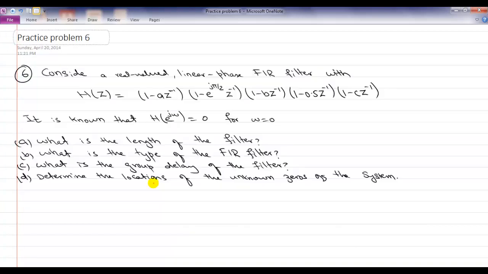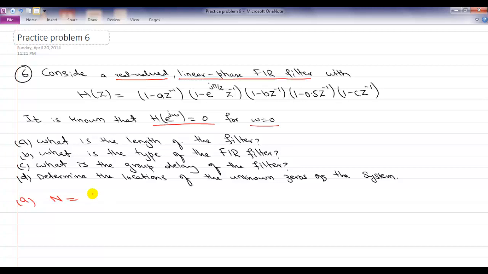Okay, this is a little bit involved question. We'll see how far we go in the remaining time. So we are given that it's a real valued linear phase FIR filter, and this is what the system transfer function is, and it is known that H of e to the j omega equals 0 for omega equal to 0. And the first question that is asked is, what is the length of the filter? So that is easy to answer.